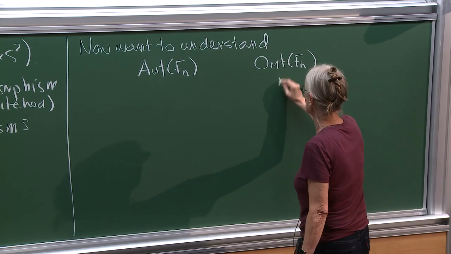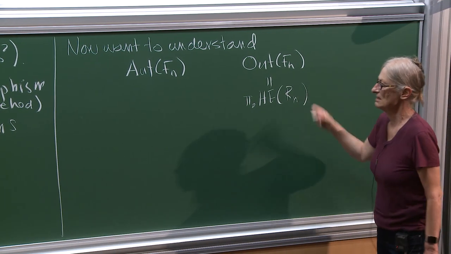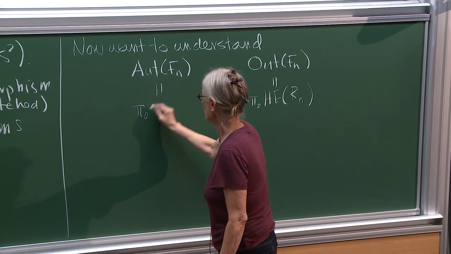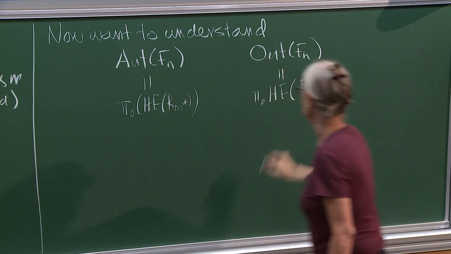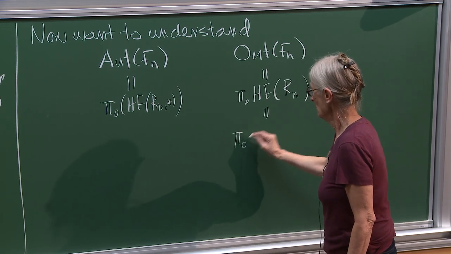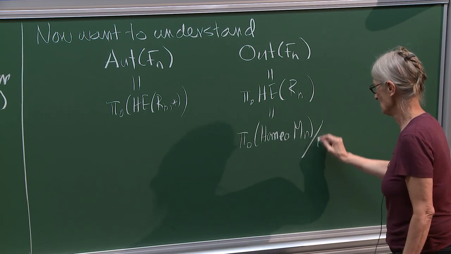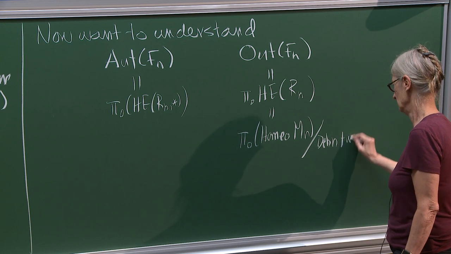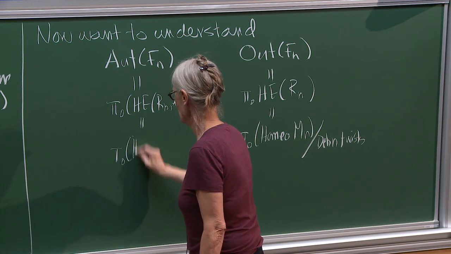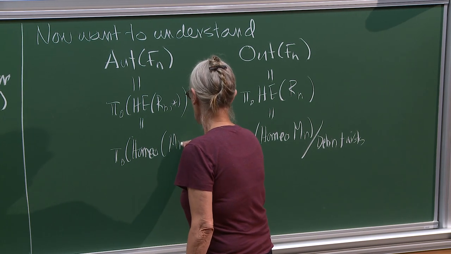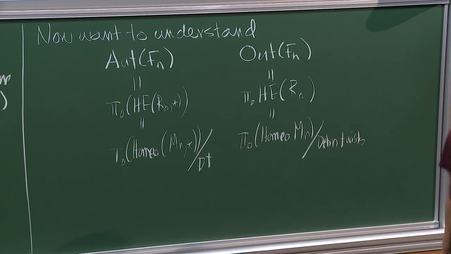So this is pi naught of homotopy equivalences of Rn. And I'm not going to stick in the base point. If I wanted to think about automorphisms, I would be thinking about pi naught of homotopy equivalences of Rn that preserve a base point. And we also saw that this was pi naught of homeomorphisms of Mn modulo Dehn twists. And yeah, pi naught of homeomorphisms of Mn with a base point, again, modulo Dehn twists. Okay, so we want to think about these groups.